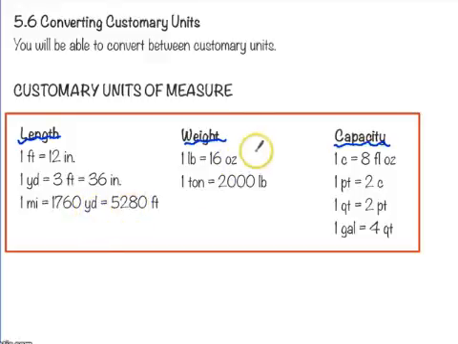A pound is 16 ounces. 1 ton is 2,000 pounds. A cup is 8 fluid ounces. A pint is 2 cups. 1 quart is 2 pints. And 1 gallon is made up of 4 quarts.